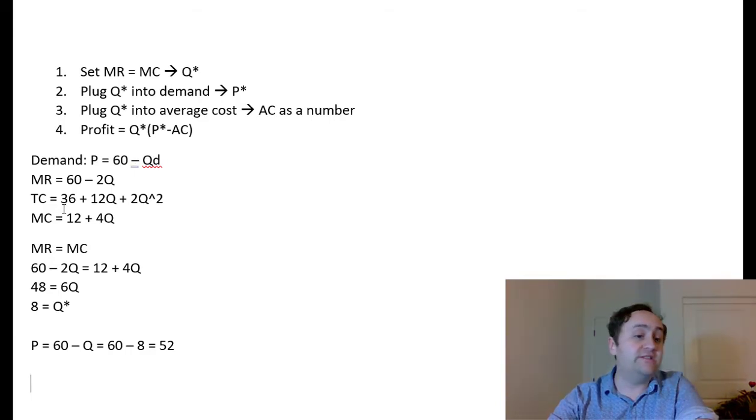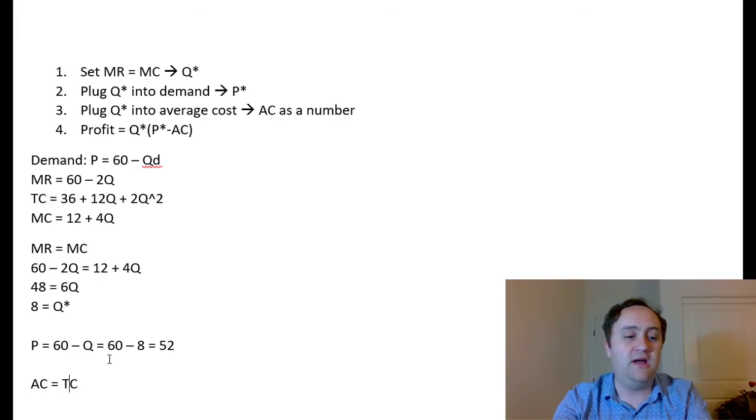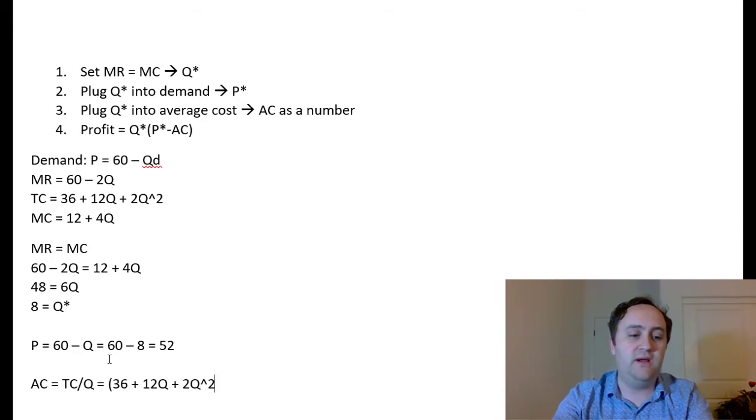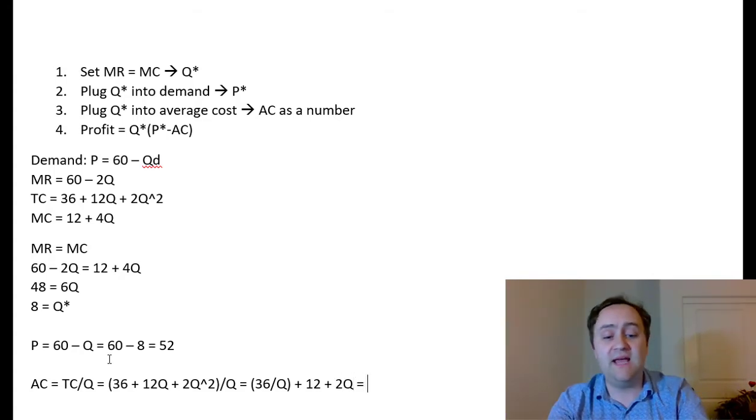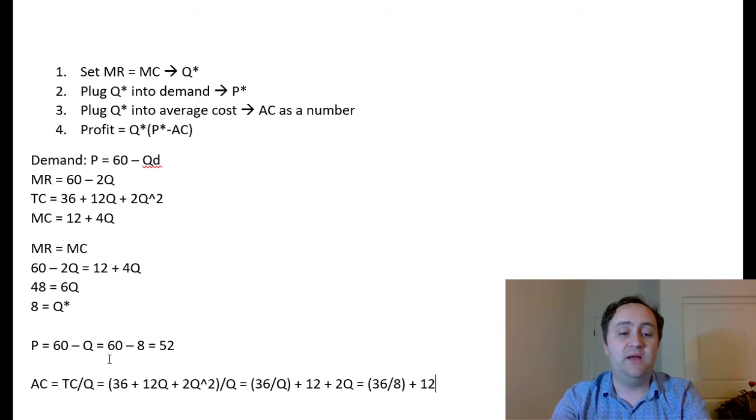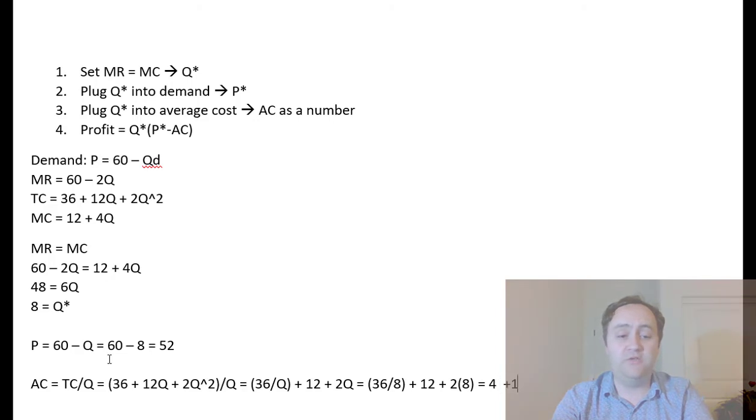Next, plug quantity into average cost. I haven't given you average cost, but I have given you total cost. Average cost is just total cost divided by Q. That's (36 plus 12Q plus 2Q squared) over Q, which is 36 over Q, plus 12Q over Q. The Q's cancel out, so we just get 12, plus 2Q squared over Q. One of the Q's cancels out, so we just get 2Q. We can plug our quantity into that, so we get 36 over 8 plus 12 plus 2 times 8. 36 over 8 is 4. Plus 12 plus 2 times 8 is 16. 4 plus 16 is 20, plus 12 is 32. So our average cost is 32.